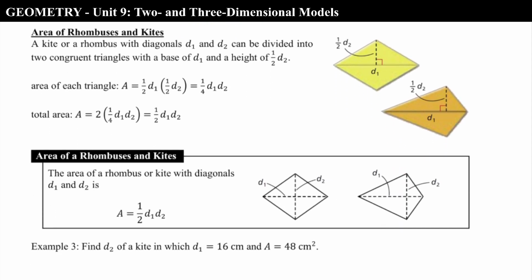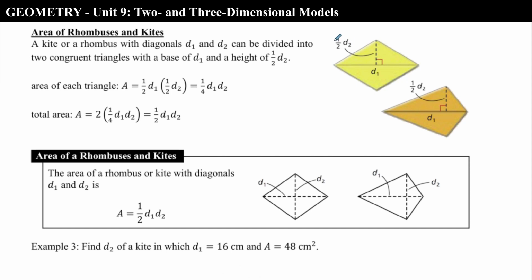Now for the area of a rhombus and a kite, these are going to behave similarly. A kite or a rhombus with diagonals D1 and D2 can be divided into two congruent triangles. Okay? So let's find out what the area of these triangles are. Well, the area of a triangle here is going to be 1/2 of the base times the height. Okay, so our height is 1/2 D2 and our base is D1.